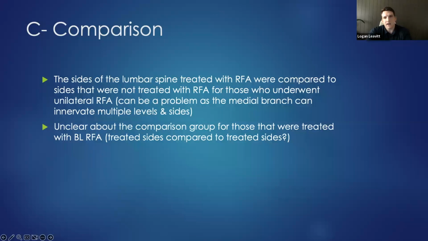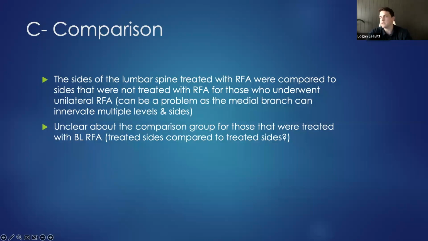So that makes sense, right? If they had L4-5 on the left side, had an RFA on that side, they compared it to the L4-5 on the right, and they tried to compare that. So it makes sense what they did. They looked at the side that was treated and compared it to the side that was not treated.